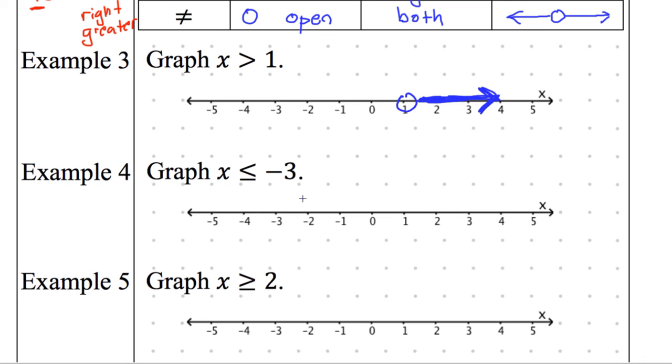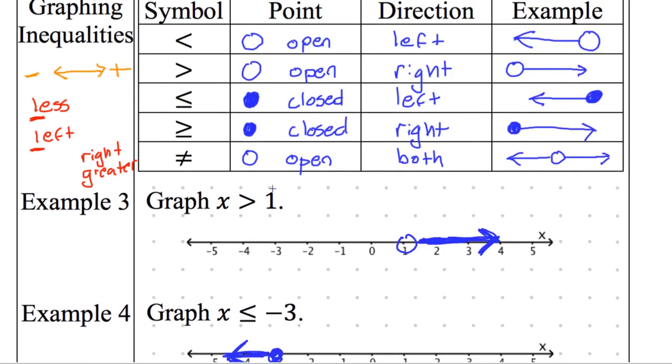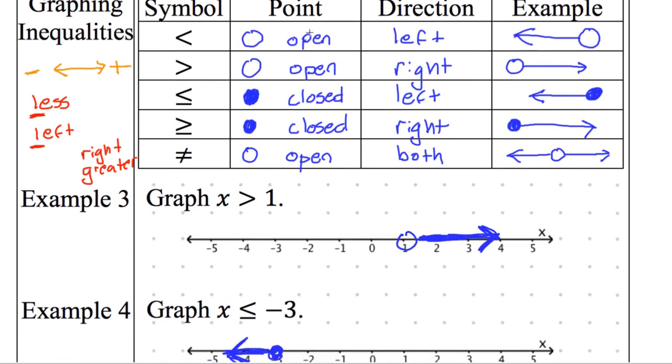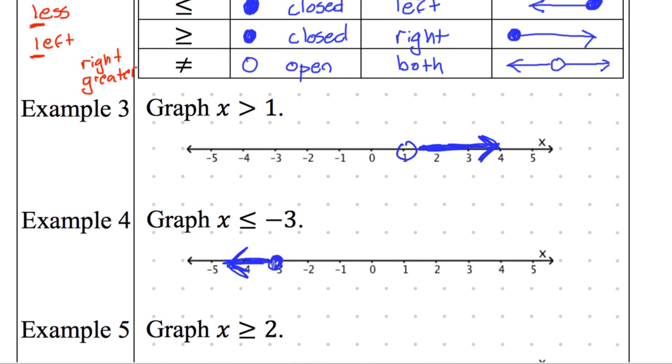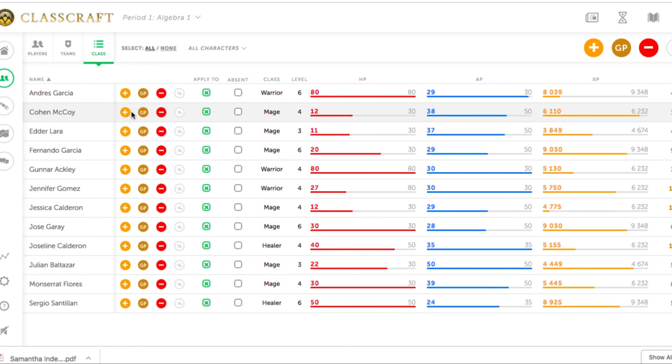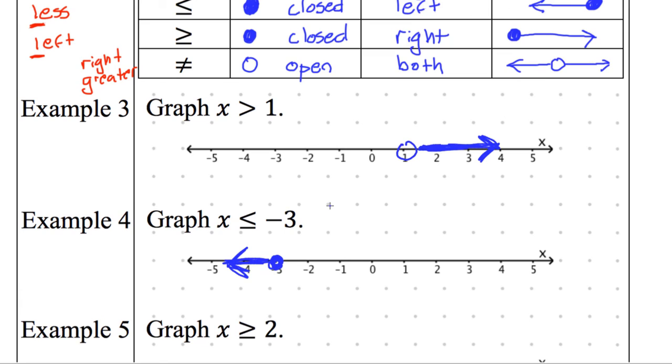It's a closed circle, -3. It's going to the left. There it is. Yeah, so you can say closed circle, closed point. If you say closed circle, I'm not going to be upset, but it is officially called a point. I'm just going to give you double XP. Thank you, Cohen. All right.